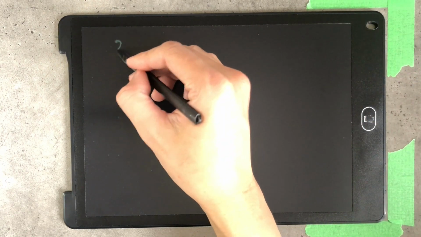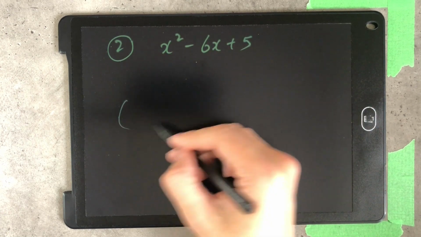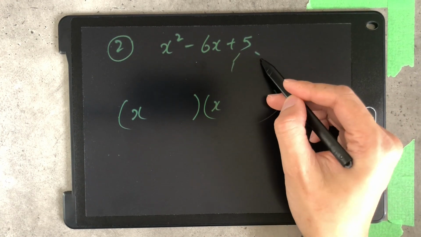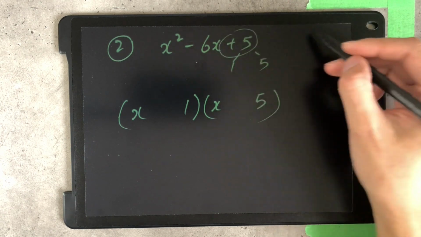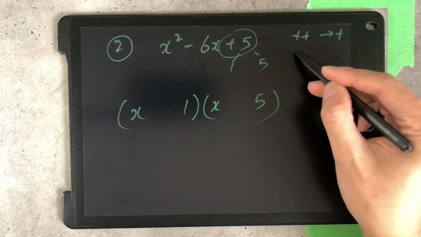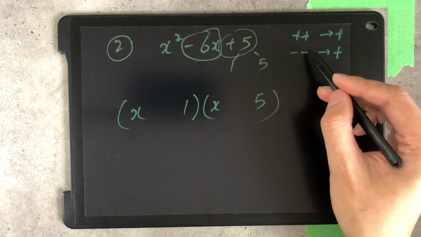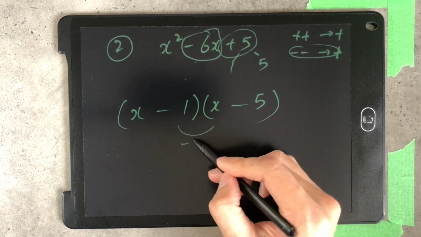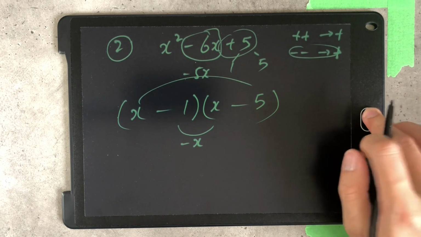Now for the second one, we have x squared minus 6x plus 5. So let's form the 2 brackets again and write down the x's. Now the factors of 5 are 1 and 5, so you have 1 here and 5 here. Now since the 5 is positive, again we have either both positive or both negative. Since we have a negative 6x here, they must be both negative. So negative and negative. And you can check. Negative x here, negative 5x here, and together we have negative 6x.